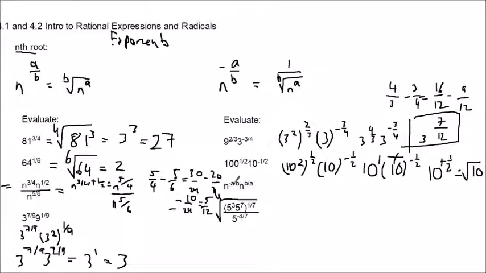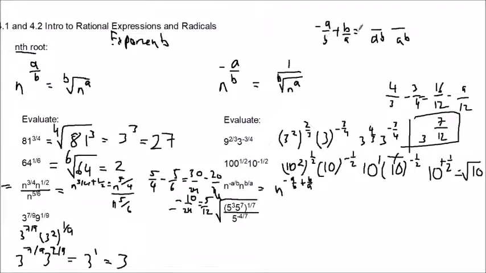Okay, n to the negative a over b, n to the b over a. So we'll use this exact same principle. Negative a over b plus b over a. Our common denominator has to be ab, because we don't know what the factors of a and b are. We assume that they're both prime.